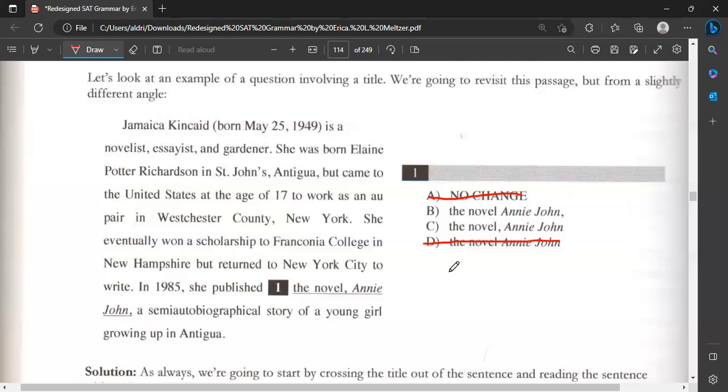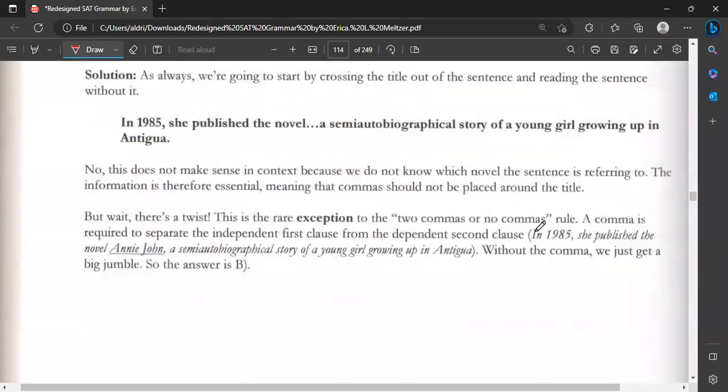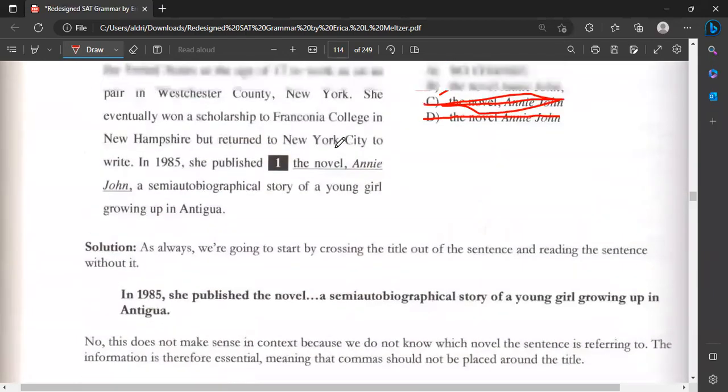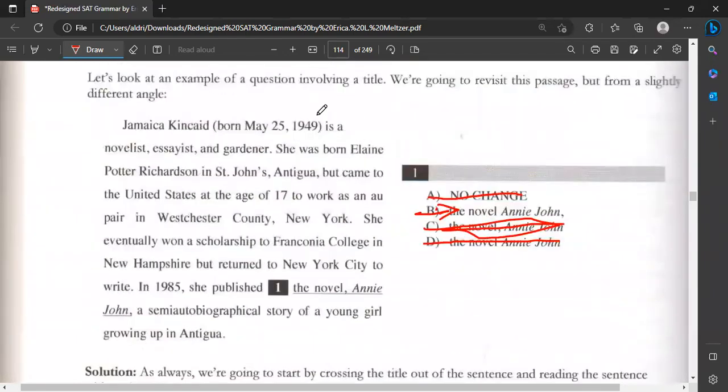Yes, that's correct. And then this is a run-on. And then in this case, the novel, Annie John, a semi-autobiographical story, it also begins a clause that is not really modifying anything, but a semi-autobiographical story modifies what comes before, which is the novel Annie John, making this correct and making that wrong as well. So the answer is actually correct, because we need more context, right? What is the name of the autobiographical story?